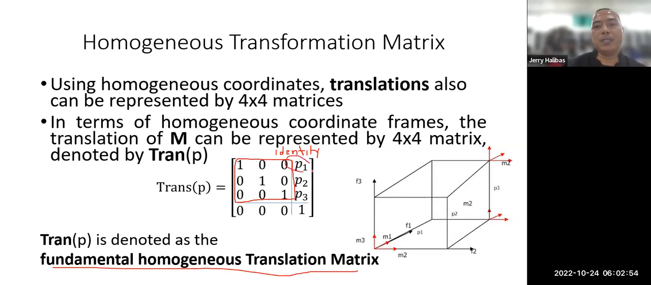So T1 refers to your F1, the fixed frame. Then this one refers to your F2. Example, this F2. Then the third is a fixed frame 3, F3. Example, this one here.